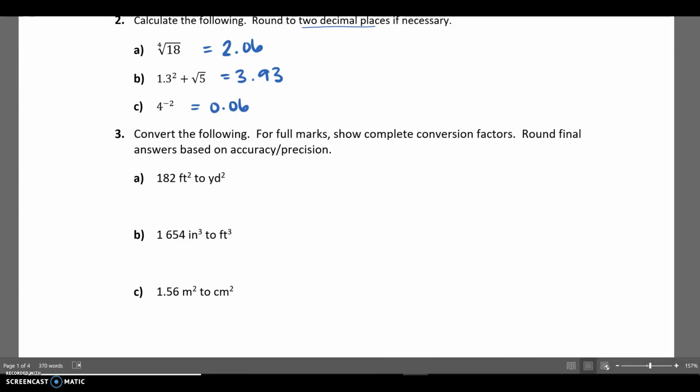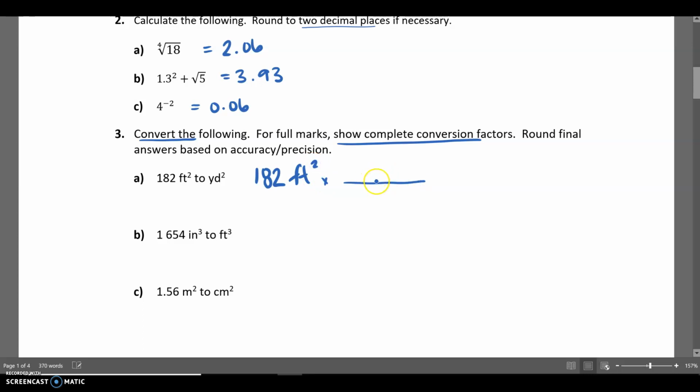In the final question on this page, I'm going to do some unit conversions now when I have squared and cubed units. And for full marks, I need to show the complete conversion factor, and I'll round my final answers based on accuracy or precision, which remember it means I'm looking at the number of significant figures in the original measurement. For the first question here, we have 182 square feet, and we're converting to square yards. So I start with the measurement I was given, 182 square feet. I want to convert to square yards.